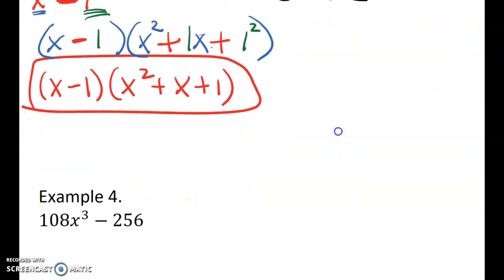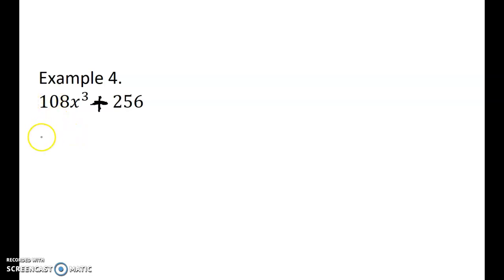Let's try another example. You know what? I'm going to actually change this example to be a positive just so I can show you what it looks like when you have a sum of cubes. So first and foremost, we always look for a greatest common factor. So let's find a common factor. I know that 2 goes into both of these. I wonder if 4 goes into both of these. So let's just take out a 2 and see where that leads me.